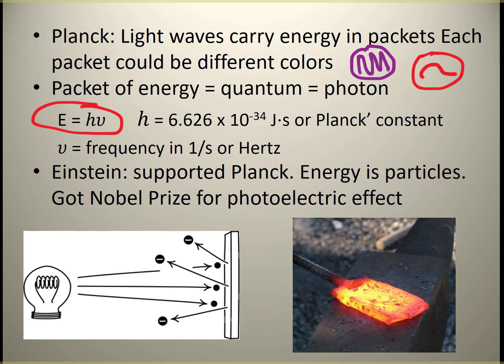Einstein looked at Planck's results. He also considered light to be these little quantum, and Einstein got the Nobel Prize for the photoelectric effect, which is right here. It just means that he took light and he shined it on some metal, and when the little photons of light hit the metal, then electrons were able to move.